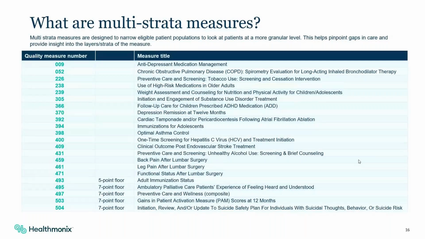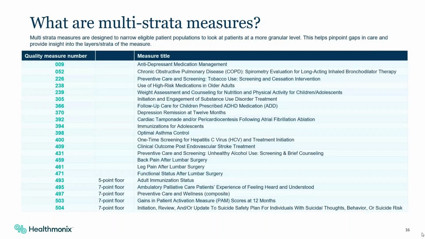Over here, we have a list of approximately 20 measures that are stratified in the Clinical Quality Measure Library. These measures are slightly different because their reporting design differs from a traditional met versus not met report. Stratified measures mean that a total eligible population is sliced and diced into buckets that allow a user to look at groups of patients really at a much more granular level.